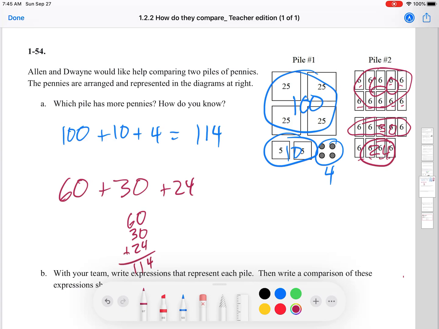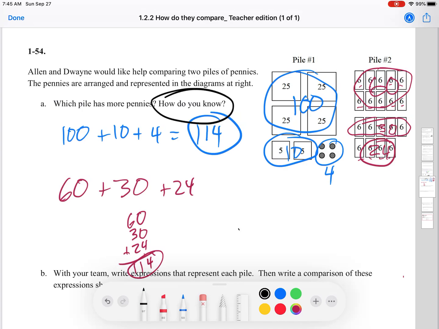4, and then 9, 10. Look at that. Nobody has more, huh? Which pile has more pennies? Neither. How do you know? I want you to take a second to write how you know.